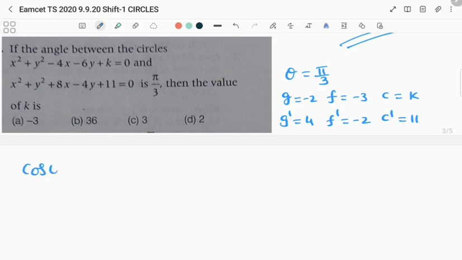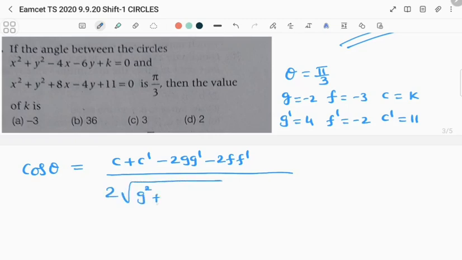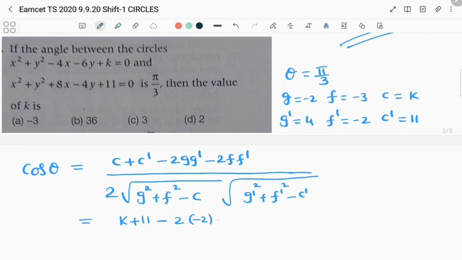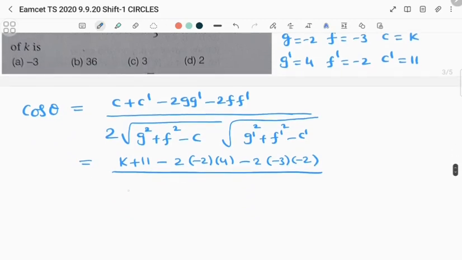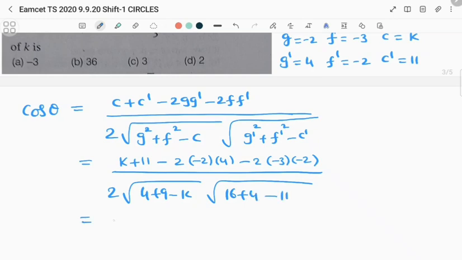So cos theta equal to C plus C dash minus 2 G G dash minus 2 F F dash by 2 root of G square plus F square minus C into root of G dash square plus F dash square minus C dash. So which is equal to C plus C dash, K plus 11 minus 2 into minus 2 into 4 minus 2 into minus 3 into minus 2, by 2 root of G square plus F square, means 4 plus 9 minus K, root of 16 plus 4 minus 11.